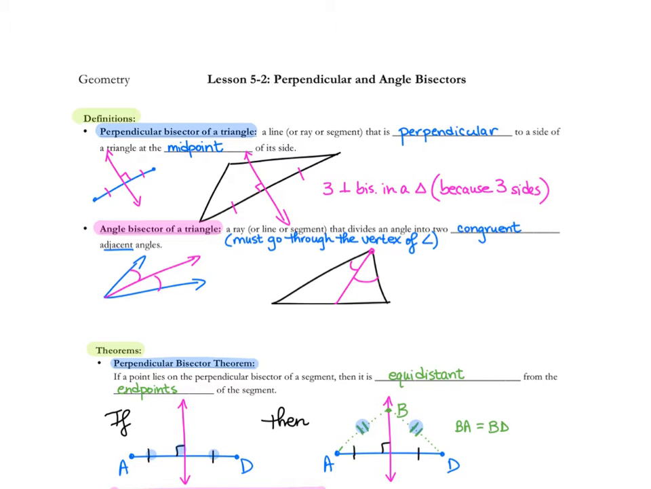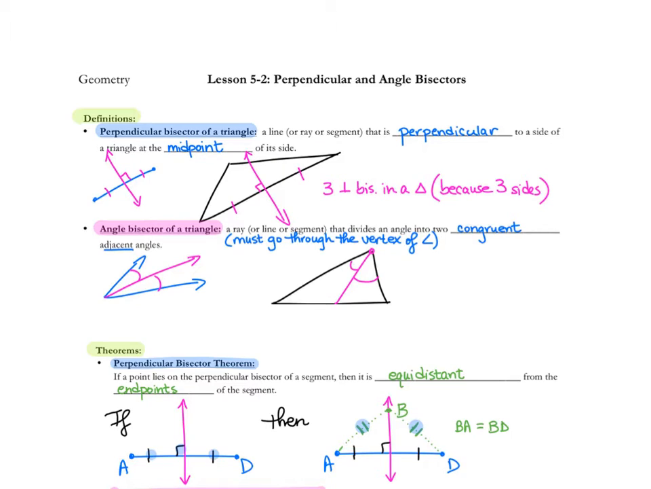This is lesson 5.2 on perpendicular and angle bisectors. So first of all, a perpendicular bisector of a triangle. We have talked about what a perpendicular bisector of a segment looks like, and that's what you're seeing here in this picture. A perpendicular bisector, remember, it hits a segment at its midpoint, and it also makes a right angle.